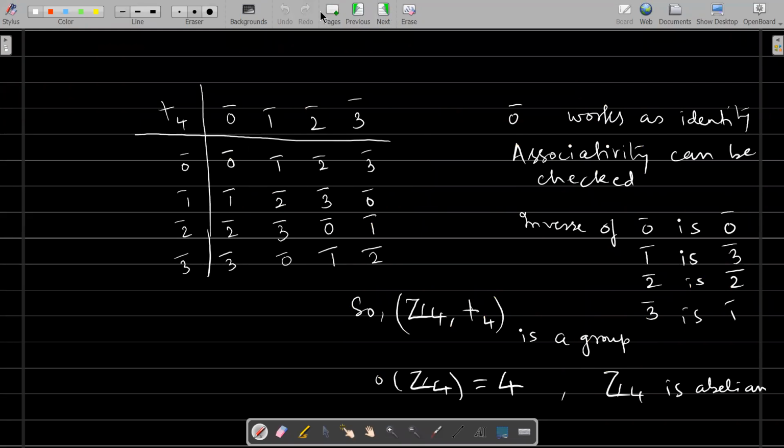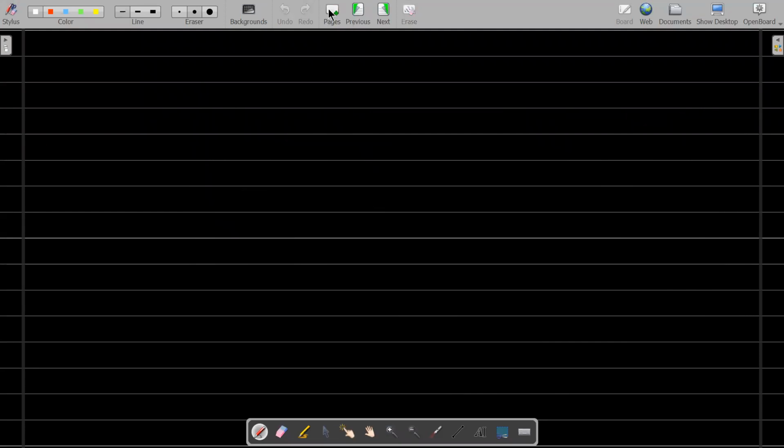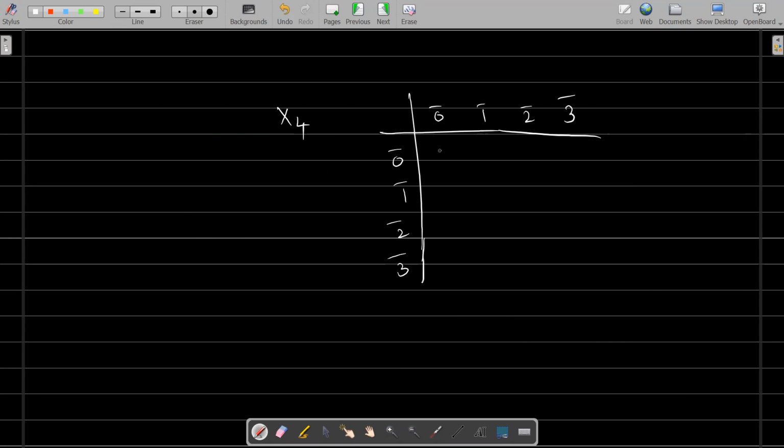Yeah. So now let's check for multiplication. So Z4 under multiplication modulo 4. Just on the same lines, you can form a table. Zero into zero is zero, zero into anything is zero. So the zero column will be zero, because I know multiplication of integers is commutative. 1 bar into 1 bar is 1 bar, 2 bar, 3 bar. So this column also is again the same: 1 bar, 2 bar, 3 bar.